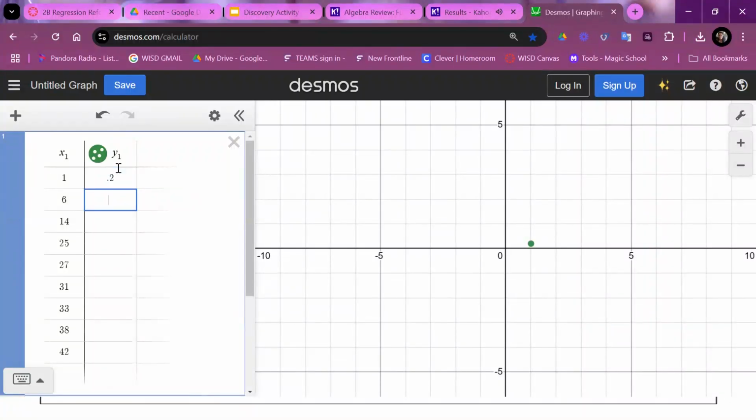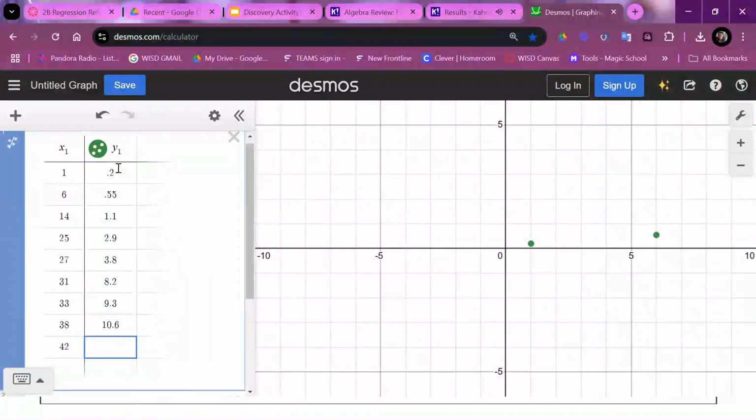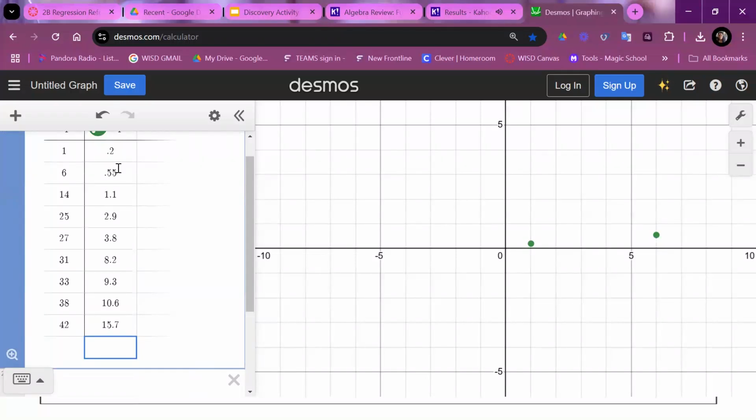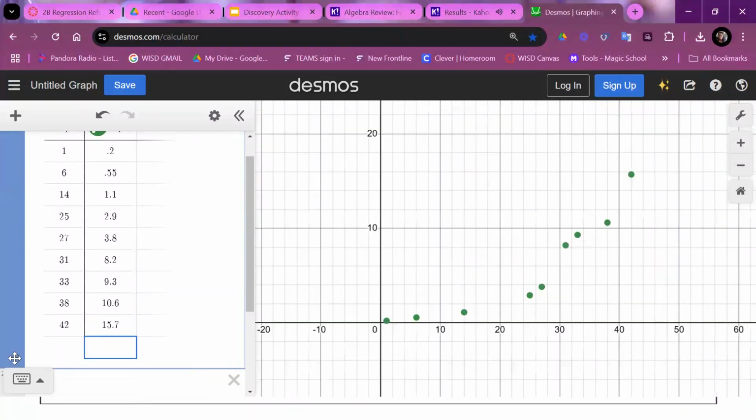0.2, 0.55, 1.1, 2.9, 3.8, 8.2, 9.3, 10.6, 15.7. All right, so I have my points in. I'm going to click this little magnifying glass here, and it's going to show me my values. There are my points, okay?